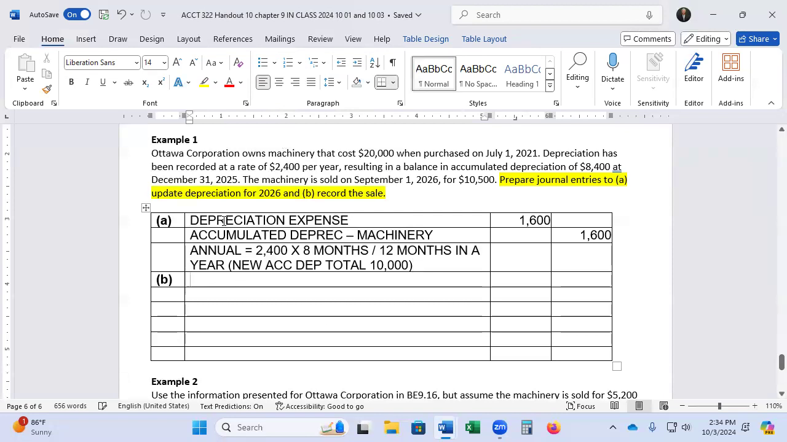Okay, so now I like to look at it and say, okay, what did we get? So we did receive cash, 10,500. We know we have to take the accumulated depreciation for the machine off the books, which is 10,000. And then I always leave that one open because I'm not sure if it's going to be a gain or a loss yet. And then I have machinery of 20,000.